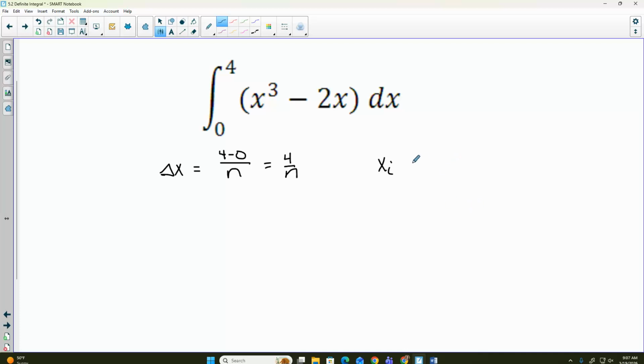x sub i is our starting point. Where did we start? 0. And think about this. We're starting at 0. And to get to the next one, we have to add our change in x. So this would be 4 over n, right? The next one would be 8 over n, and then 12 over n, and so forth. So it's the change in x times i. How many multiples of 4 over n have we added together? So this just turns into 4 over n times i.